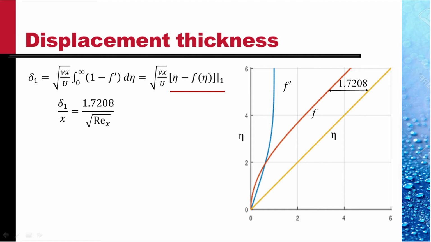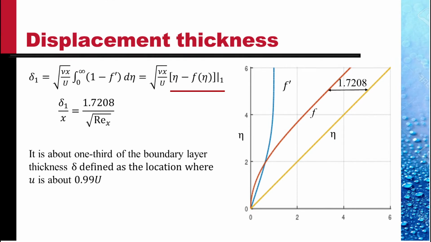Delta 1 by x is 1.7208 divided by under root Reynolds number. Delta 1 varies like x raised to power 1/2. This thickness is about 1/3 of the boundary layer thickness delta defined earlier as the location where u is 0.99 of capital U.